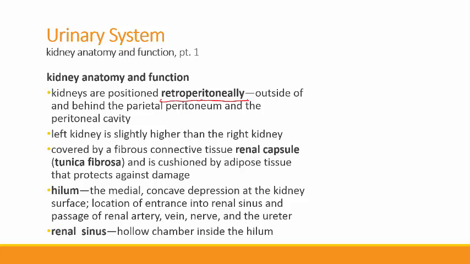So the consequence of this location is that the kidneys are not protected by the fluids of the abdominal cavity, but instead are found outside of that. And so what we'll see is that they are padded or surrounded by adipose tissue to cushion them. Interestingly, the left kidney is a little bit higher than the right kidney. It's covered by a fibrous connective tissue capsule, referred to as the renal capsule. The big old A&P term for that is the tunica fibrosa.